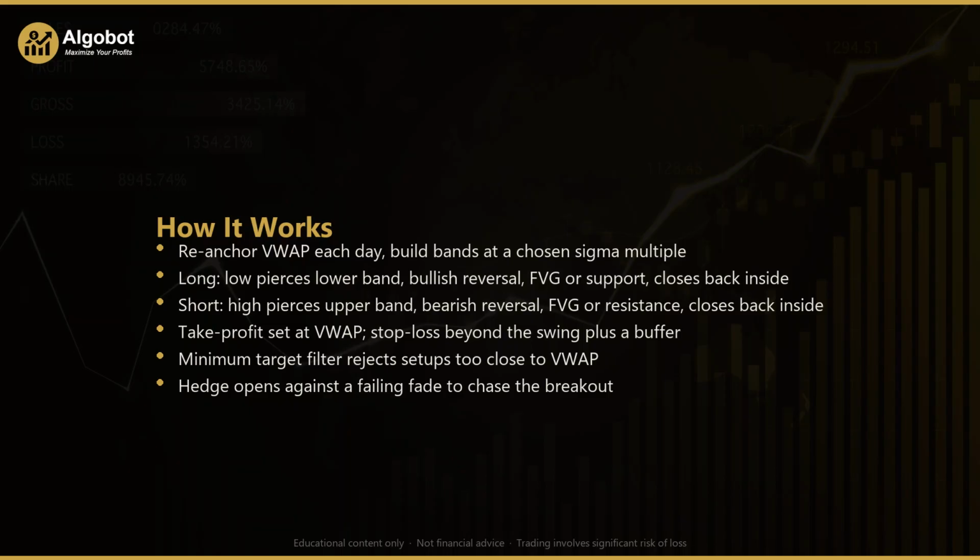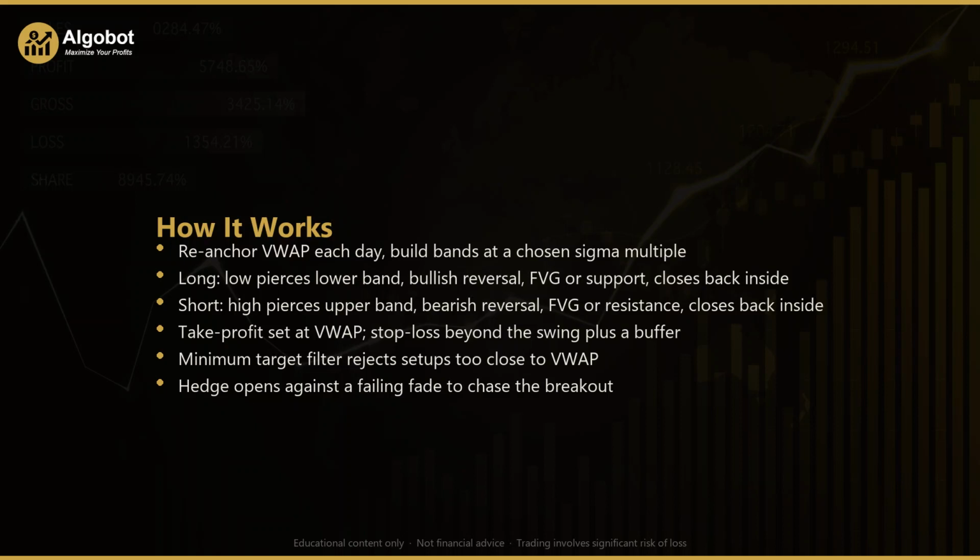For a long setup, several conditions must all be satisfied. First, the most recent closed candle must have stretched down so that its low pierces the lower band. Second, there must be a bullish reversal candle, either a bullish engulfing pattern backed by momentum or a pin candle with a long lower wick. The momentum check requires the candle body to be a meaningful fraction of the recent average range.